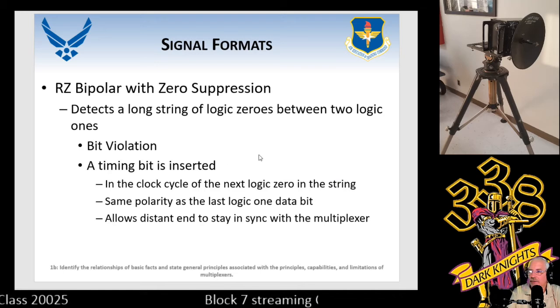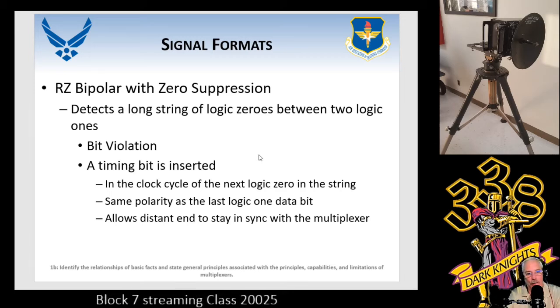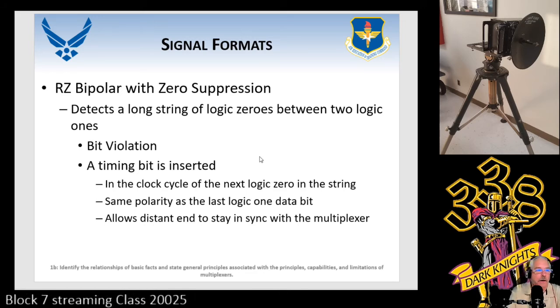When you get to 0 suppression, it becomes self-clocking. So now we have two, count them, two different types of self-clocking. One is RZ polar and RZ bipolar with 0 suppression. So those are two different self-clocking modes. In other words, I don't have to send a clock with it.